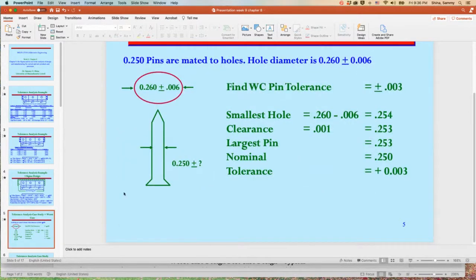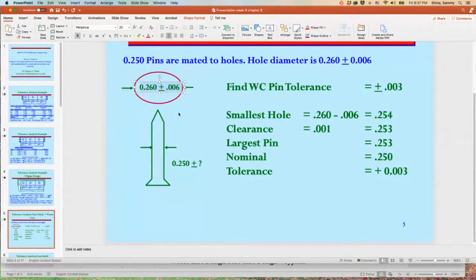Well, let's try. So if we look at the pin, which is here, it's a nominal quarter inch, and it's trying to fit into a pad or a hole in the printed circuit board, which is 260 plus or minus 0.06. So there's the difference between the pin and the target, which is the pad, of 10 thousandths. Okay, so we can do the worst case analysis the same way we did it before.